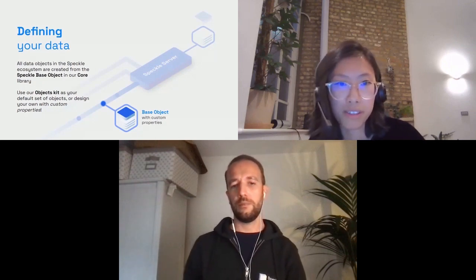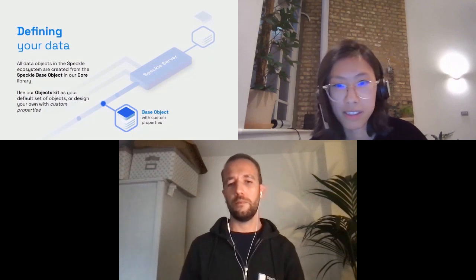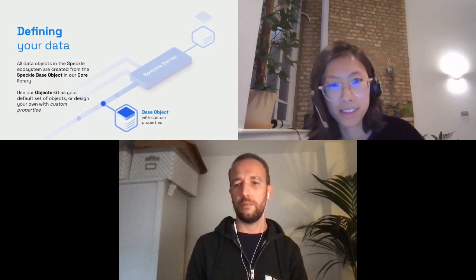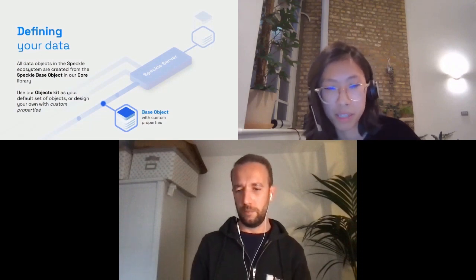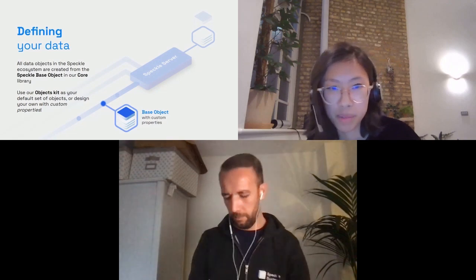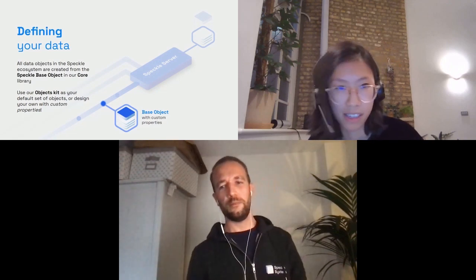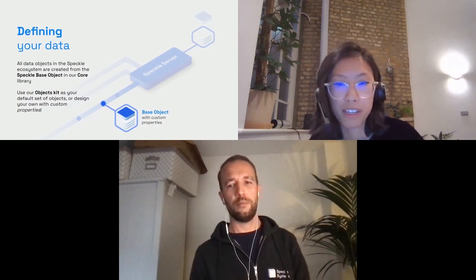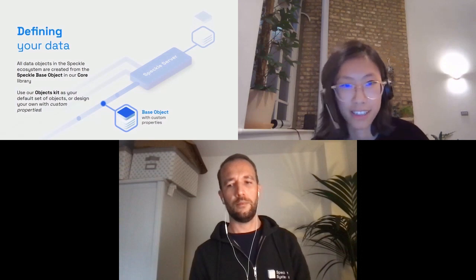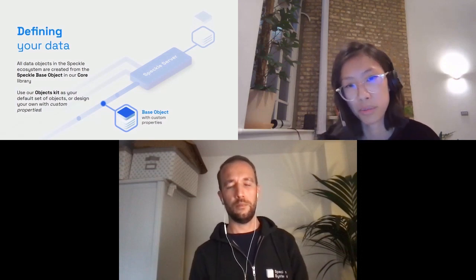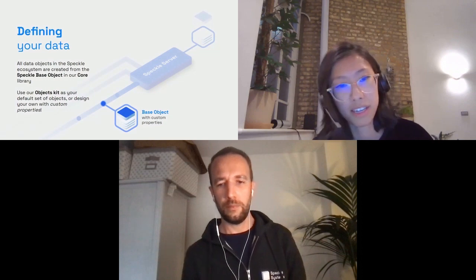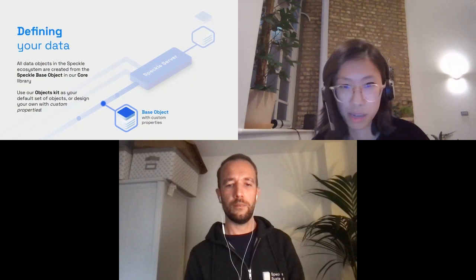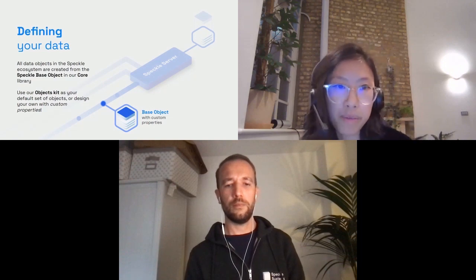The first piece is really defining what your data is. Everything that is sent through our Speckle platform is at its core a base object. These base objects can be customized and designed with whatever additional properties you'd like. We do offer an objects kit, which is our generic kit of geometry and a few preliminary BIM objects that you can add to your projects if you want to use that, or you can design your own custom base objects to send to Speckle.